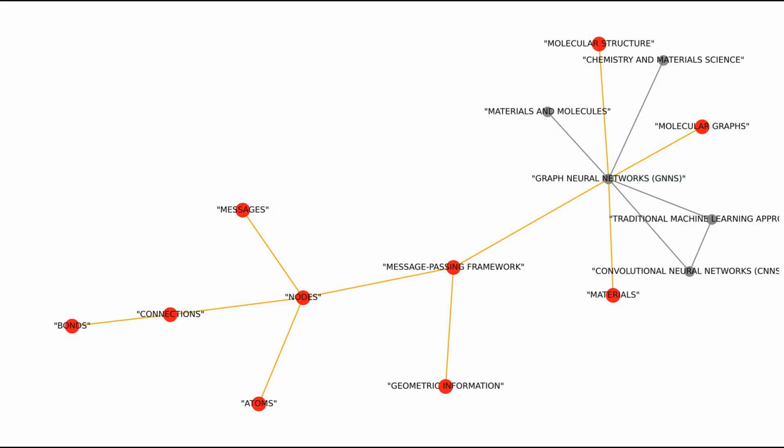Incorporating geometric information basically means that these messages can also include details about the distances and angles between the atoms, much like how the layout of a city can actually affect how people interact. By considering not just the connections, but also the spatial arrangement, GNNs can better analyze molecular structures and predict their properties. Overall, the message passing framework allows GNNs to capture the complex relationships and geometric details in molecular graphs, making them powerful tools for understanding materials and designing new ones.